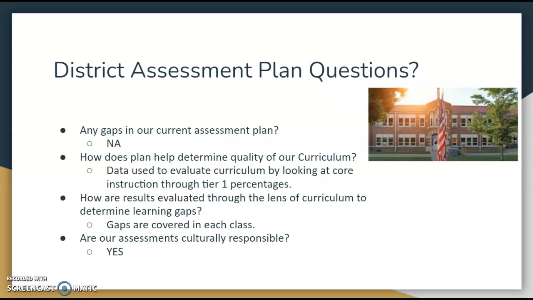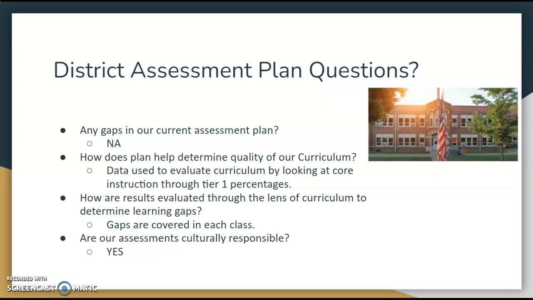Now we're going to take a look at our district assessment plan and some questions surrounding that. Are there any gaps in our current assessment plan? In my opinion, there are not really any gaps available. I feel like our assessment plan is very thorough in our district. How does the plan help determine quality of our curriculum? Our data is used to evaluate curriculum by looking at core instruction through our Tier 1 percentages.